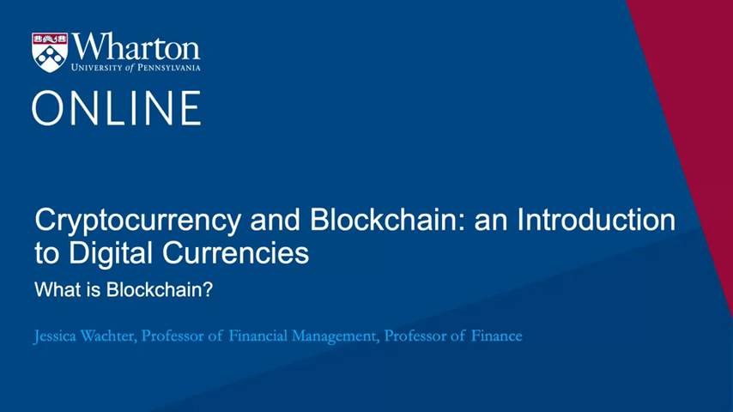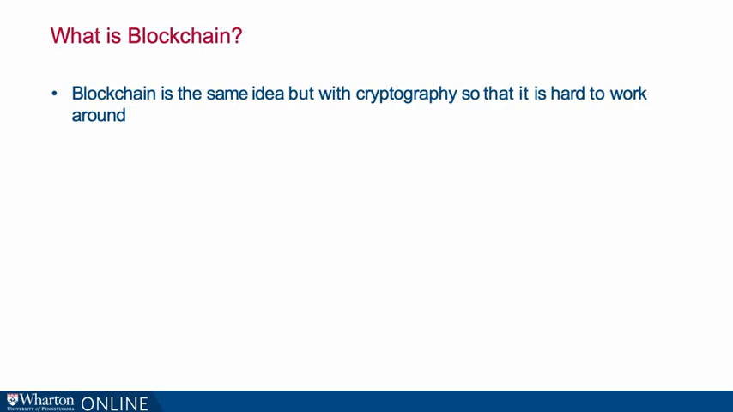So a tamper-proof ledger is crucial for creating a system of property rights. In my example in the previous lecture, I created such a ledger recursively. And the key trick is that every entry contains a little copy of the previous entry in the form of a digest. But my simple method is pretty easy to work around. Now here's the thing, blockchain is the same idea, but with cryptography so that it is hard to work around.